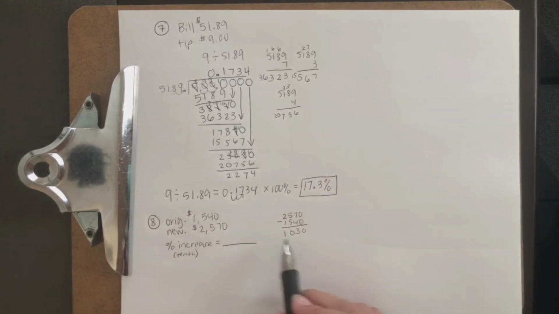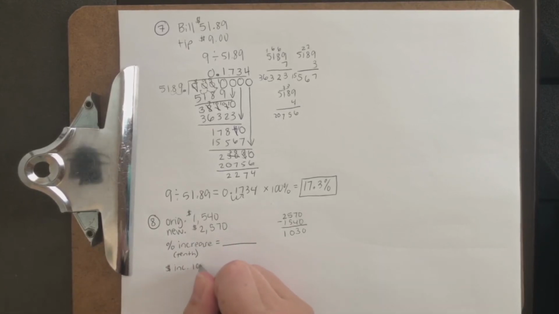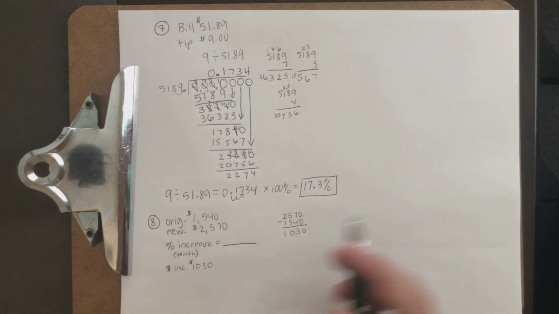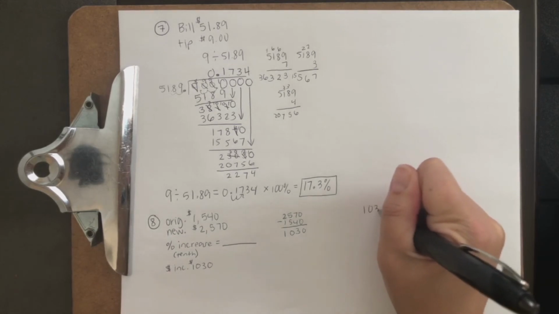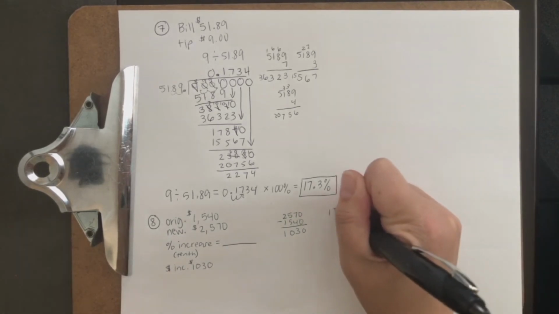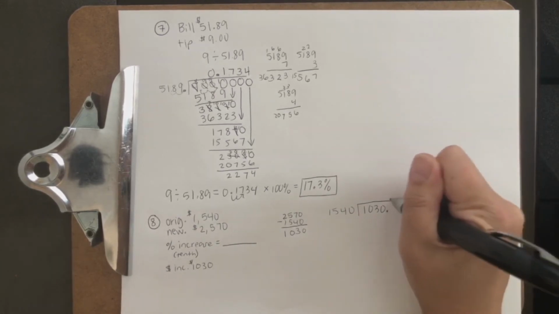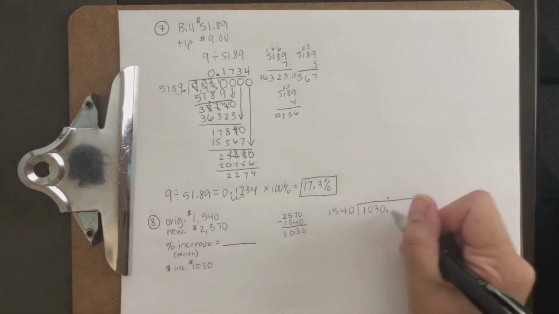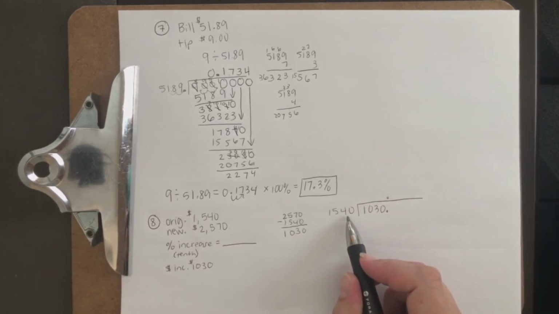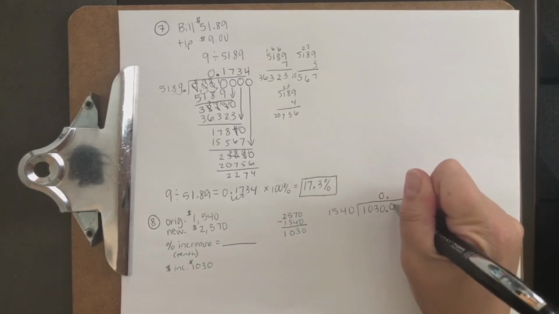Okay, that's a difference of $1,030. So the amount of increase is $1,030. And we will take the amount of increase divided by the original price to give us the percent increase. So 1,030 divided by 1,540. I don't have to mess with decimal places. Okay, 0, and then I'm gonna have to put a 0 here.